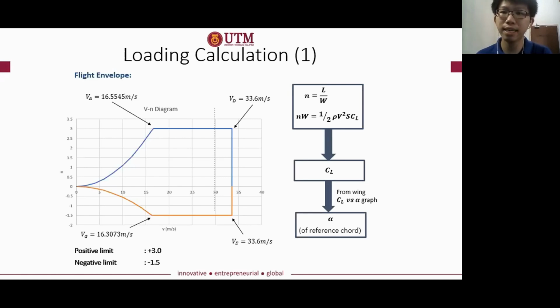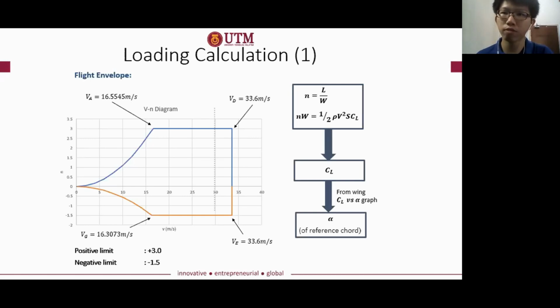Besides, points D and E, also known as the dive speed, is the maximum speed before the aircraft enters the region where it may experience structural failure. So as you can see from here, the speed at position A is 16.55 meters per second, while the velocity at points D and E are 33.6 meters per second, while the speed at position G is 16.3 meters per second. So now we look at the flow chart.